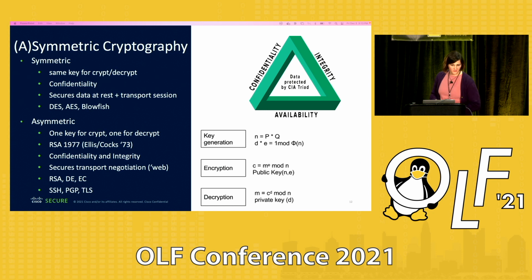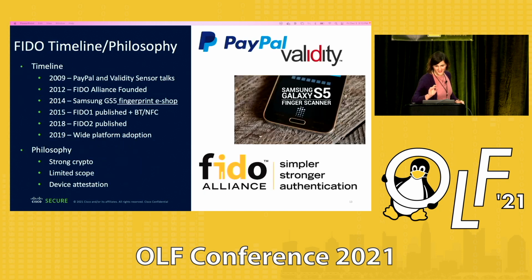These are used to secure those transport negotiations, such as over the web. So when you do your HTTPS exchanges, you're usually doing PKI to negotiate a transport key that's symmetric. RSA, Diffie-Hellman, and elliptic curve are examples. We use this every day for SSH, PGP, and TLS. Okay, so that's the super high level of crypto.